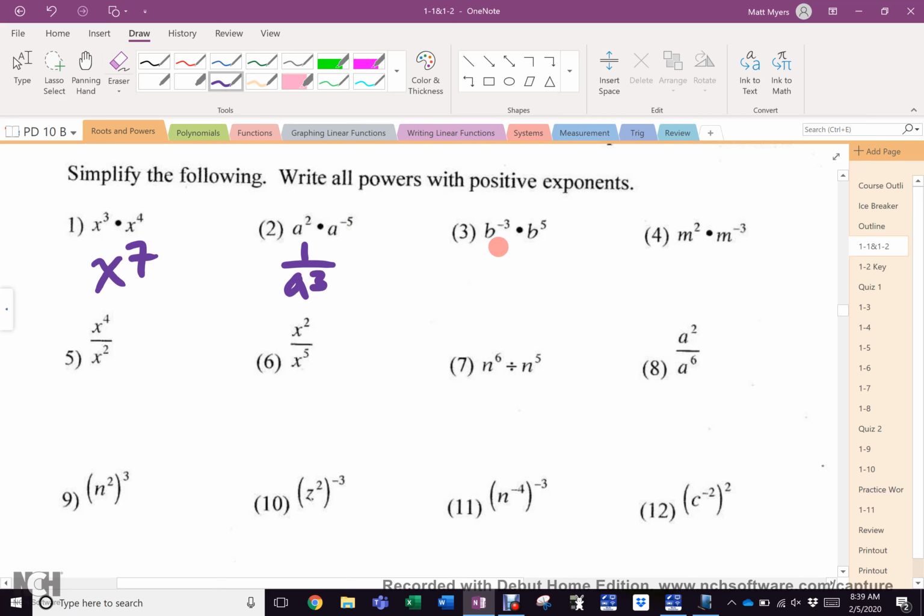Who's doing 3? B to the power or B squared. Pardon me? B squared. B squared. And number 4. Jayden. 1 over M.